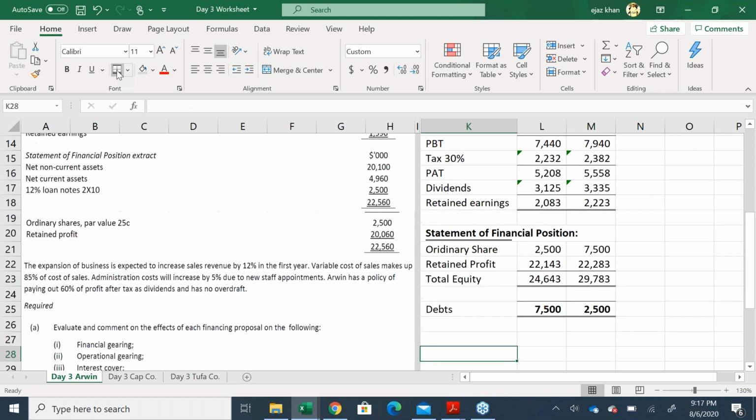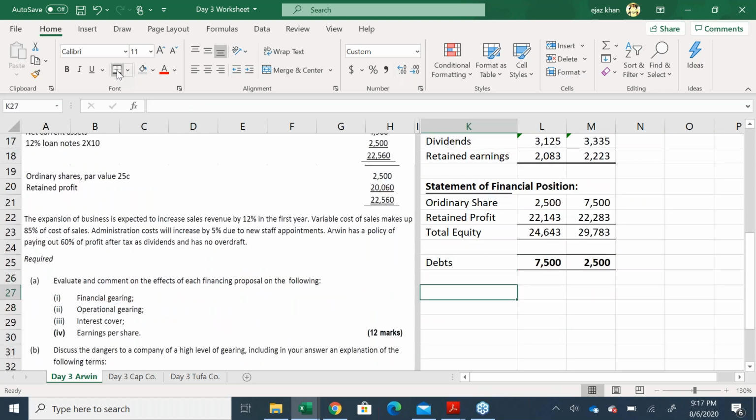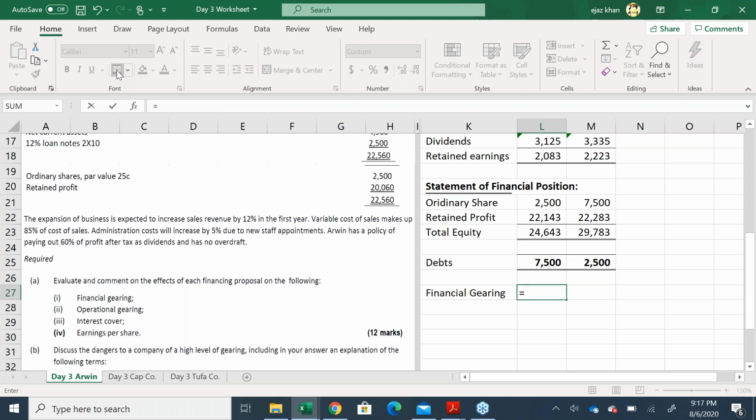Okay, now let's come to the ratios. Financial gearing. Financial gearing will be, now there are two ways of calculating financial gearing. One is debt to equity ratio, and the other is debt to debt plus equity ratio, and it's up to us what we use. I usually use debt to debt plus equity, but it can be debt to equity as well. So financial gearing, debt divided by debt plus equity.